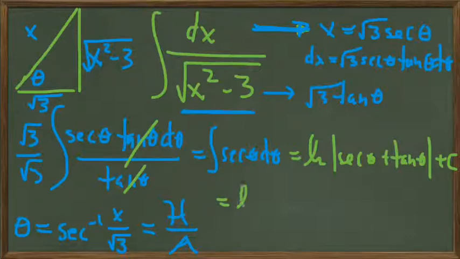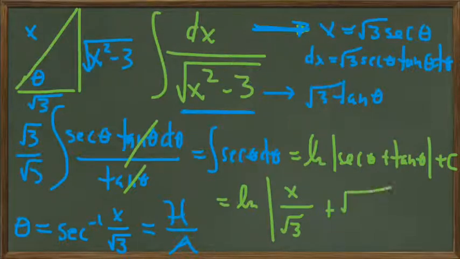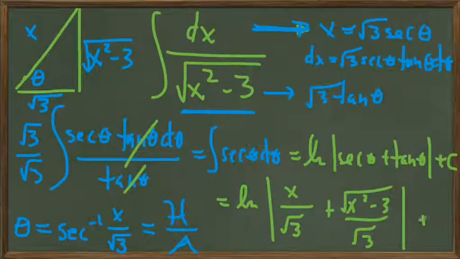Ln of secant theta. Well, what is secant theta? Secant theta is h over a, and so the hypotenuse is x, and the adjacent is square root of 3, and then tangent theta is opposite over adjacent. Here is the opposite side of the triangle, and here is the adjacent side of the triangle, and then we're done with this.